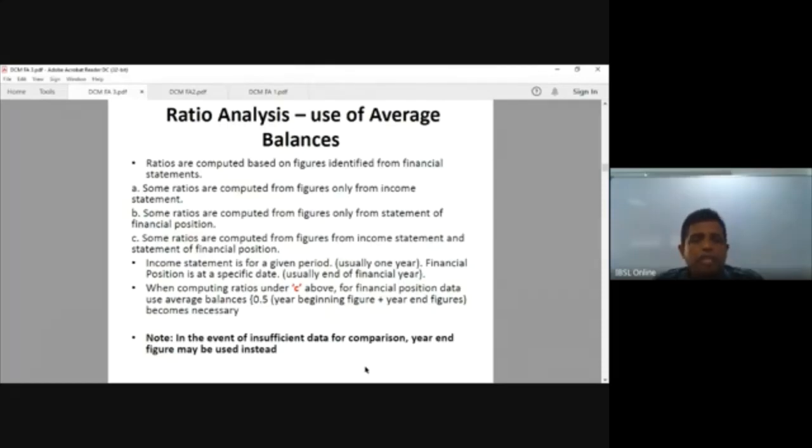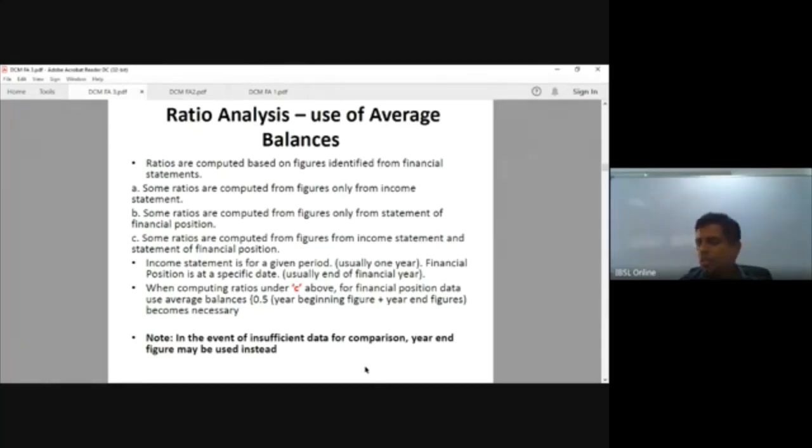Part B, some ratios are computed from figures only from the statement of financial position. There also, if you calculate a ratio taking figures only from the balance sheet or the statement of financial position, you need not take average balances. Right?